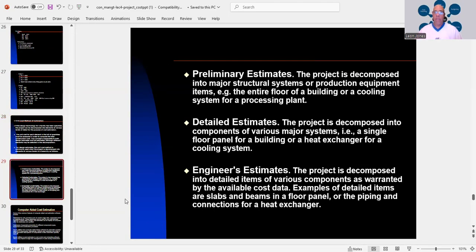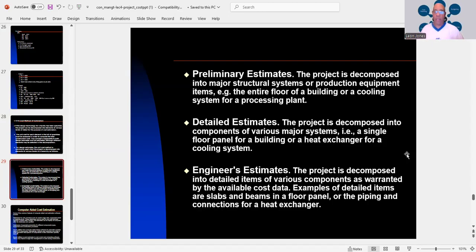You have the preliminary estimates. That's the project that is being decomposed into major structural systems or production equipment items. Example, the entire floor of a building or a cooling system for a processing plant. In fact, I just gave you the entire floor of a building when I talked about the 20 by 40, which is 800 square feet for a concrete slab.